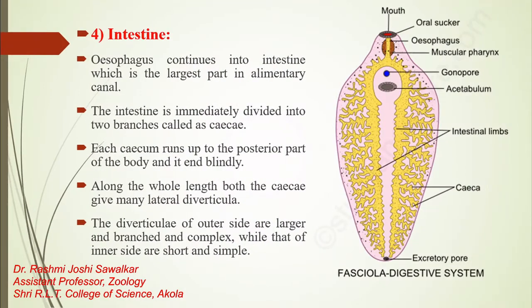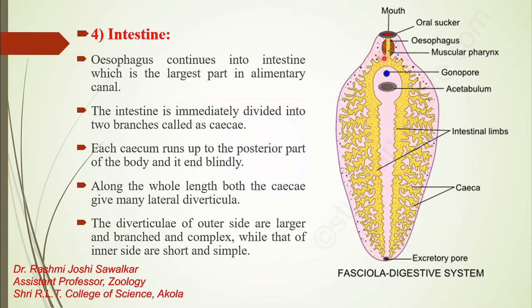Now the last organ which is part of the digestive system is the intestine. We have seen the triangular mouth surrounded by the oral sucker, which leads into the pharynx and esophagus, and this narrow esophagus, in the anterior part of the body above the gonopore, bifurcates into two lateral limbs.